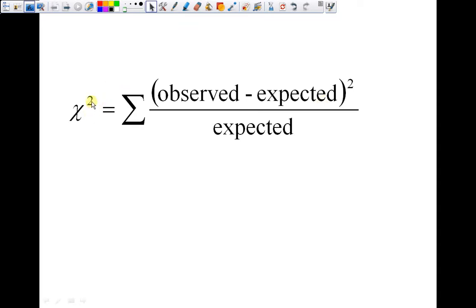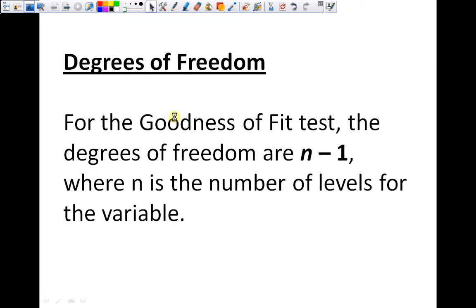We have almost like a variance here. We're in squared units. So we're going to take that difference, square it, and divide it by the expected. That is the chi-squared statistic. The first thing we're going to learn about is the goodness of fit test. And the degrees of freedom for a goodness of fit test is n minus 1, where n is the number of levels for the variable.